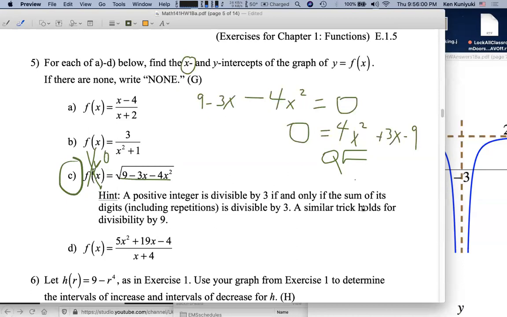Oh, okay. And I'll give you a hint: if the digits of a positive integer add up to a multiple of 9, the integer is divisible by 9. If they add up to a multiple of 3, the integer is divisible by 3. That's good to know. All right. Were there any other questions or inquiries?